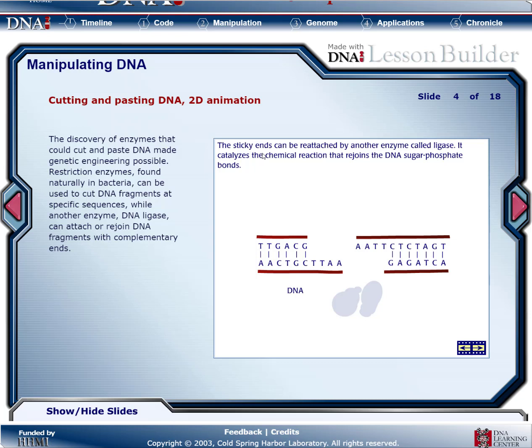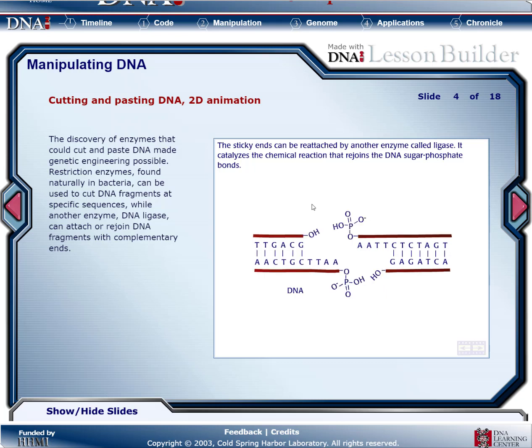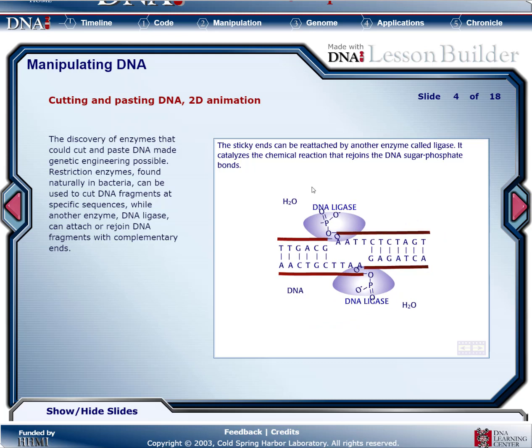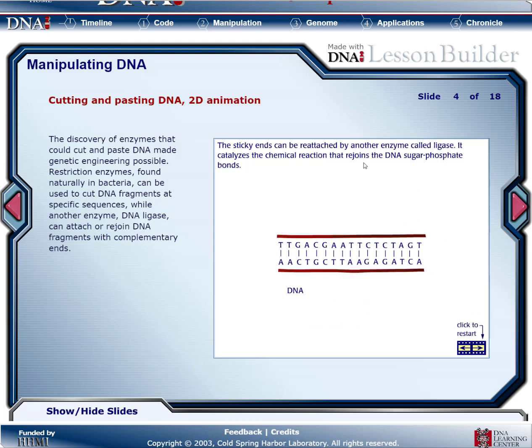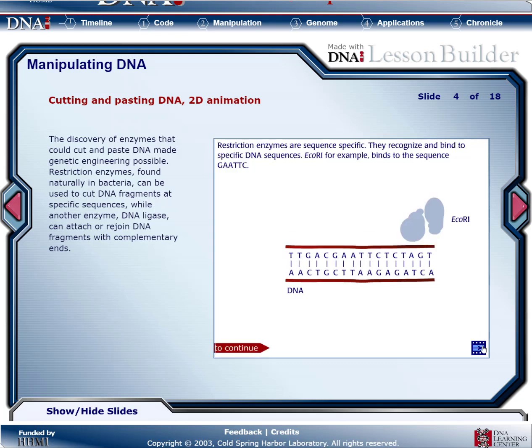The sticky ends can be reattached by another enzyme called ligase. It catalyzes the chemical reaction that rejoins the DNA sugar phosphate bonds. Okay. Restriction enzymes are sequence specific. They recognize and bind to specific DNA sequences. Okay, so this is just replaying it.